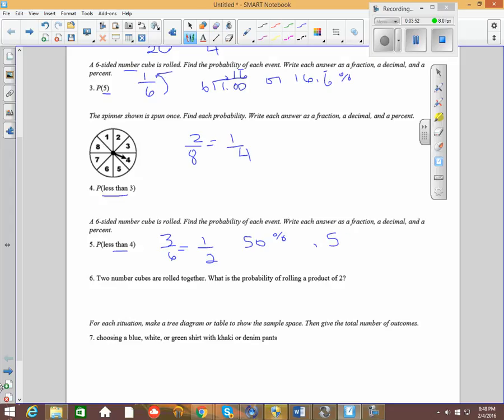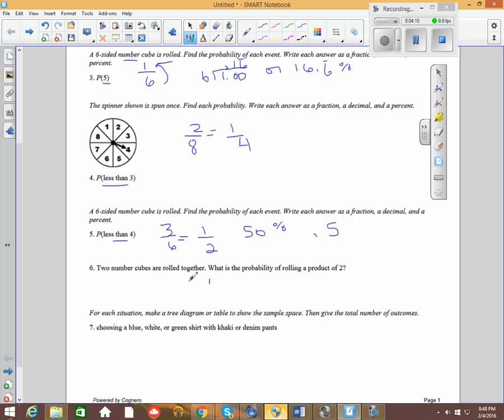Looking at number 6. 2 number cubes are rolled together. What's the probability of rolling a product of 2? If 2 of them are rolled together, then the total you have is 36. Since there are 2 ways, the probability will be 2 over 36, because 2 cubes are rolled together. Then you reduce that to 1 over 18.